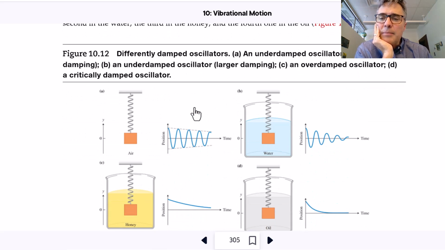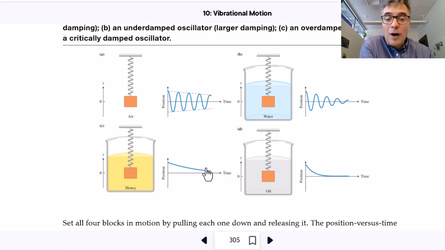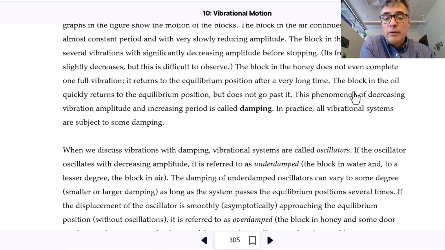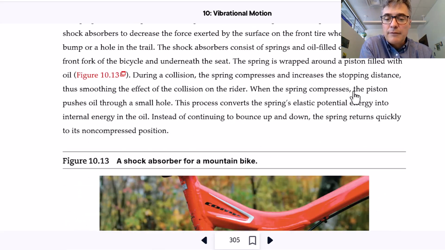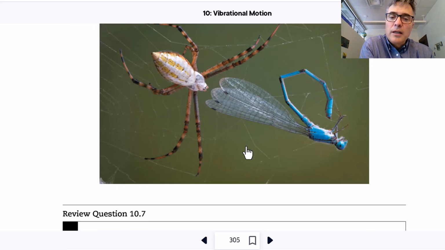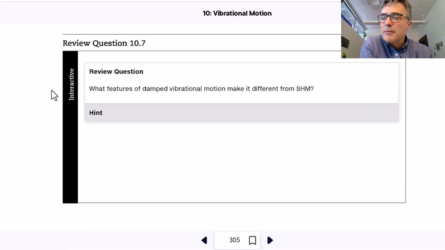It's called a damped oscillator when you have a mass on a spring that is moving through a fluid, whether it be air or water or honey or oil. Instead of a pure cosine curve, it looks like a cosine curve but with a decaying amplitude. The amplitude gets less and less with time, and that's what we are used to in real life. There's a little talk about how shock absorbers work, and a spider web. So that's a little bit about damped harmonic motion.